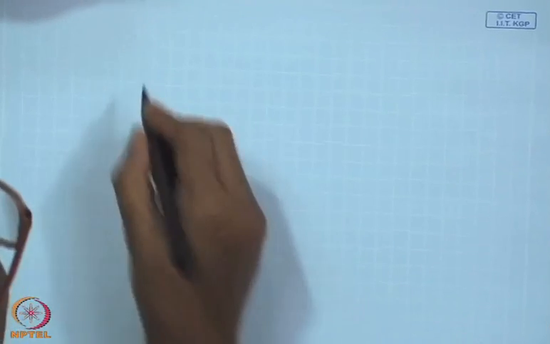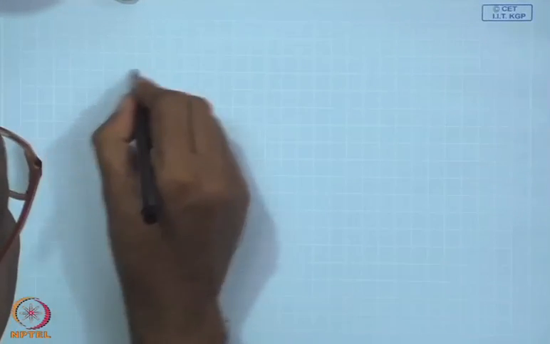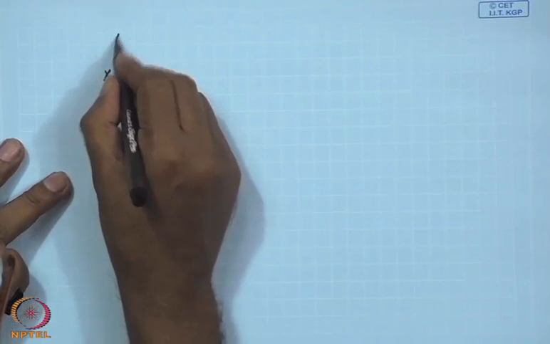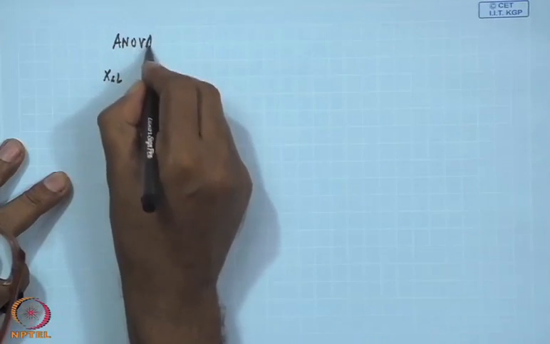So, like ANOVA, we will also partition the general observation. What is my general observation here? My general observation here is XIL. Let us see the ANOVA case, and parallelly see the MANOVA case.